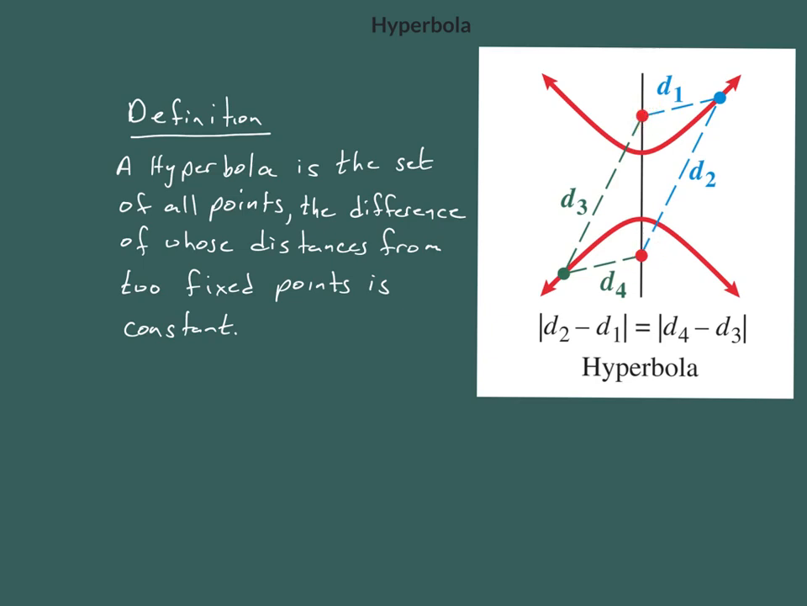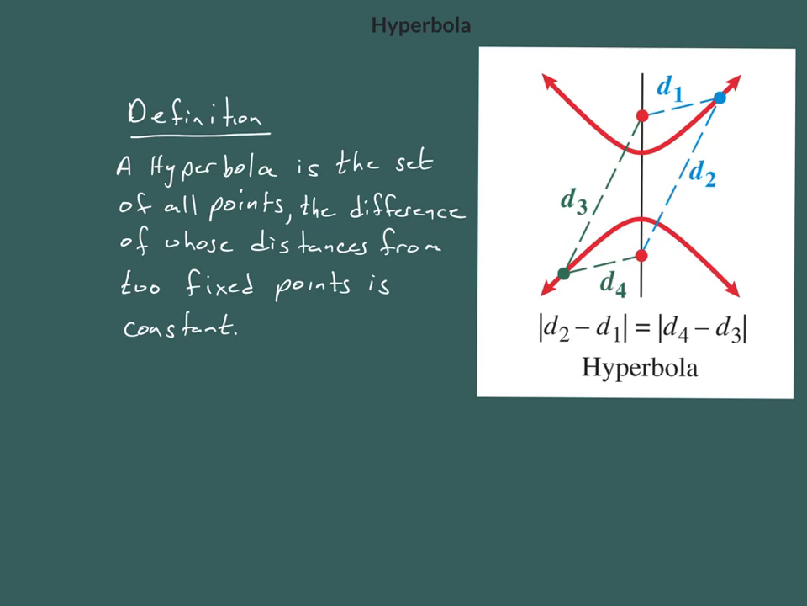So again, we have our two fixed points right here, and those fixed points again are called foci. For this blue point, there is a distance from that blue point to each of the fixed points. That first distance is D1, then we have D2. And if I take the green point, the distance from the green point to each one of the two fixed points is D3 and D4. And with a hyperbola, if I take the difference of those distances, that will always equal the difference of the distances of any other point that is on the hyperbola.